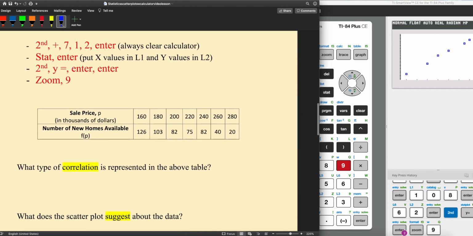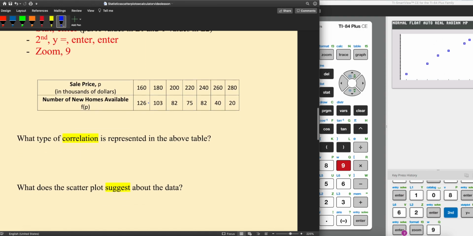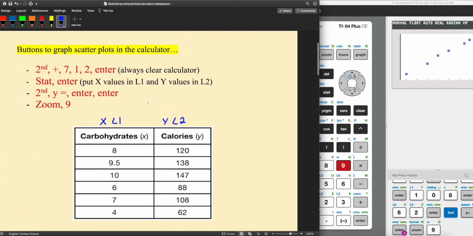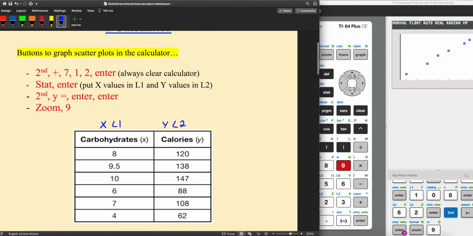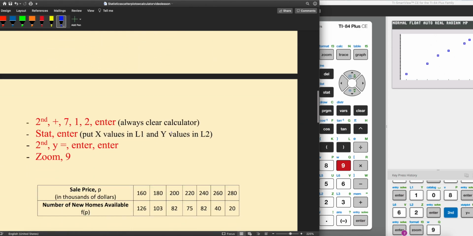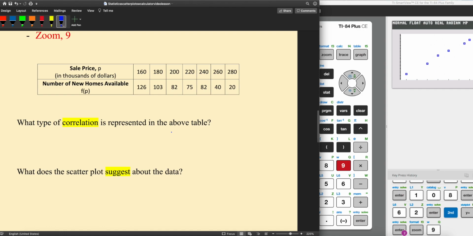Again, I'm putting the buttons here for you guys, all right, so you can have everything you need, memorize them. Now notice the table's slightly different. Here the table we had was vertical, right? X is the first column, Y is the second column, L1, L2. Well, now the way this is going to be is, and this is also important to know, your top is always your X or your L1. Your bottom is always Y or your L2, always, okay? And now in this one, we're talking about basically the sale price of homes, and then of course the number of new homes that are available. That's what this table's talking about.